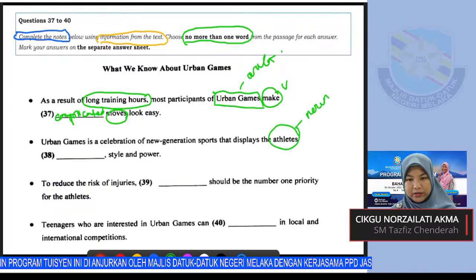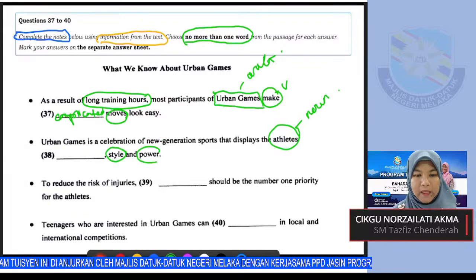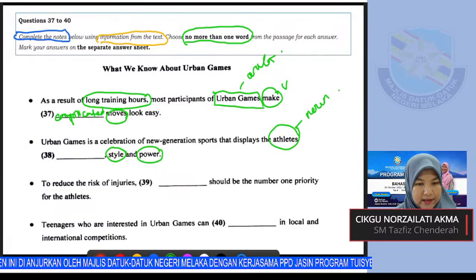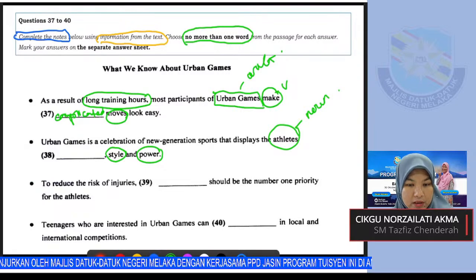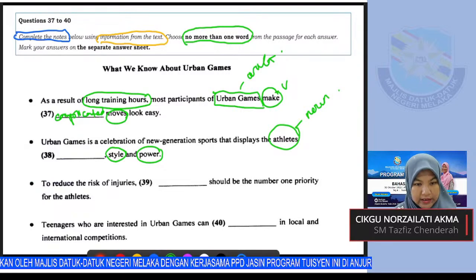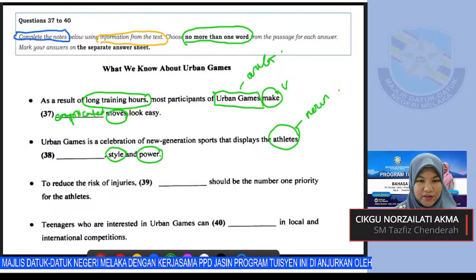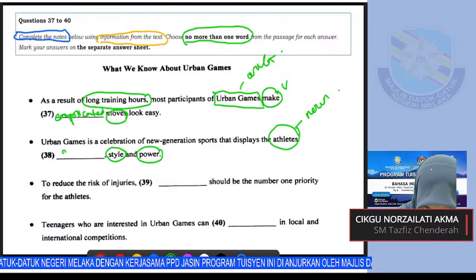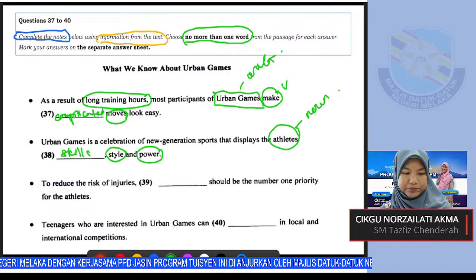Okay, and then here, style and power. When doing urban games, what youngsters and athletes try to show is their style and power. But what do they need to have in order to have style and power? They need to have skills. Skills, style, and power.